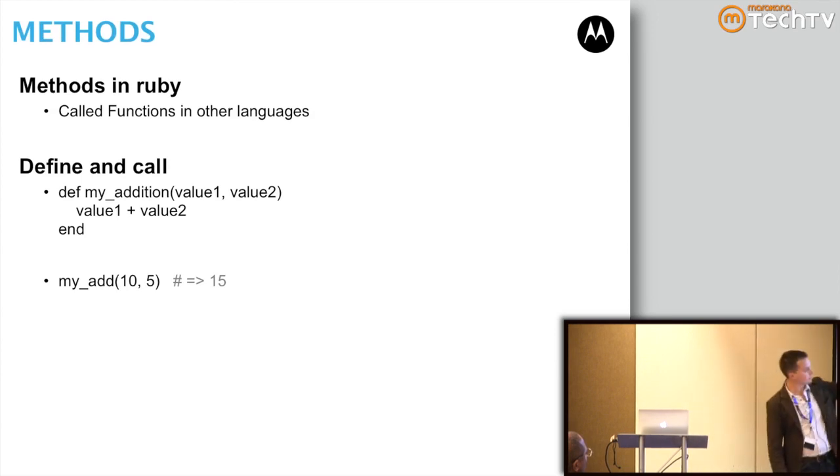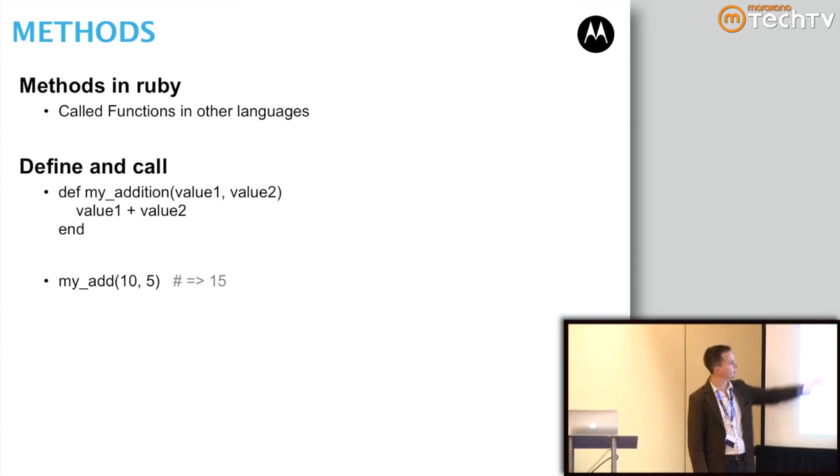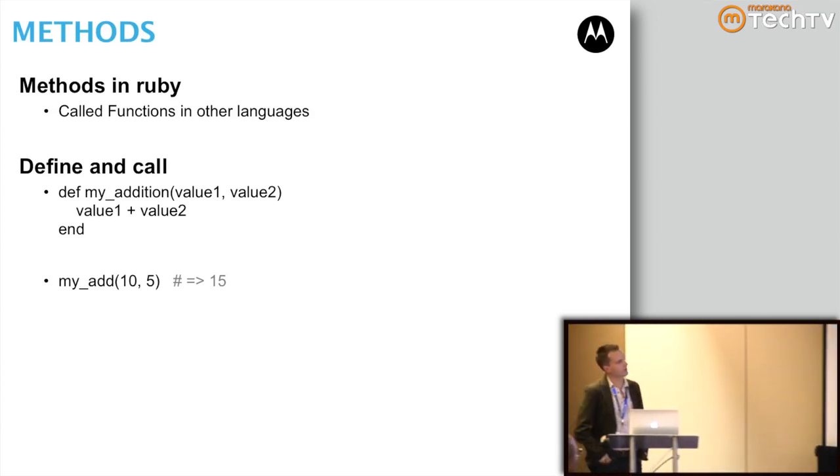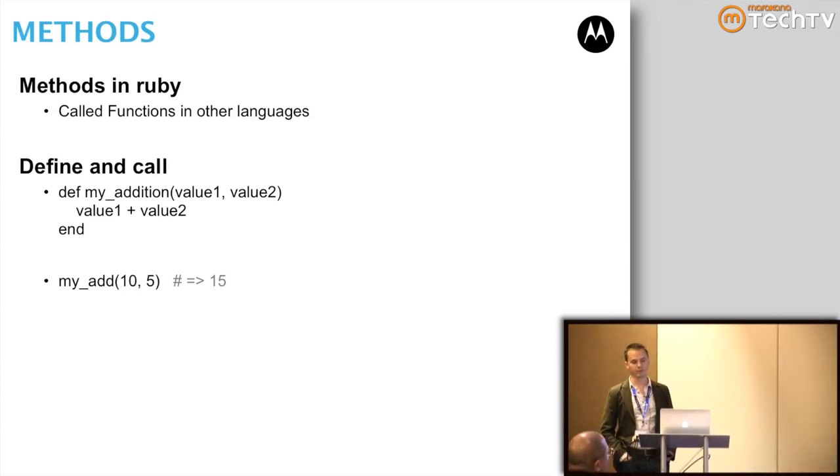To call a method looks pretty familiar, right? You just call the method and say, here are my arguments. And in this particular one, it would give us back the number 15.